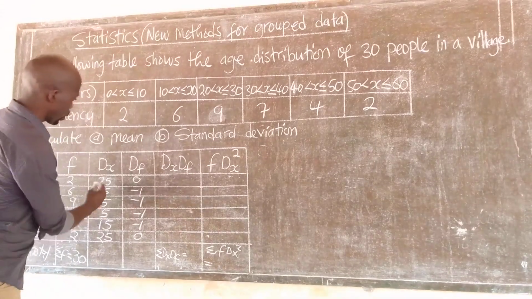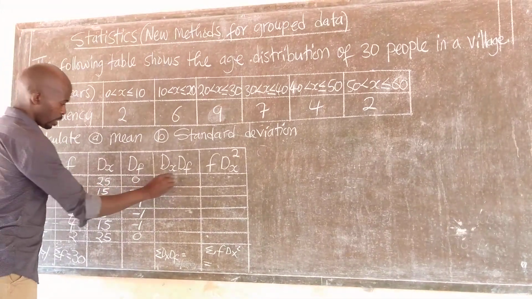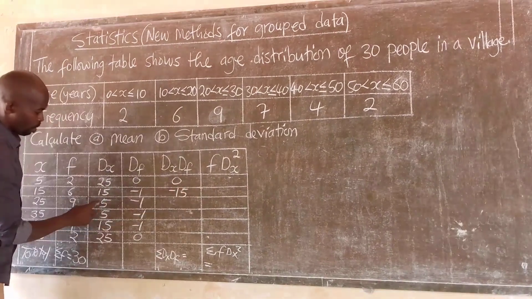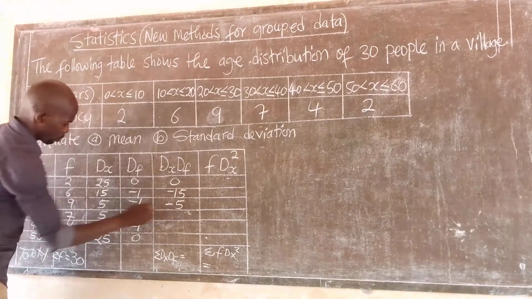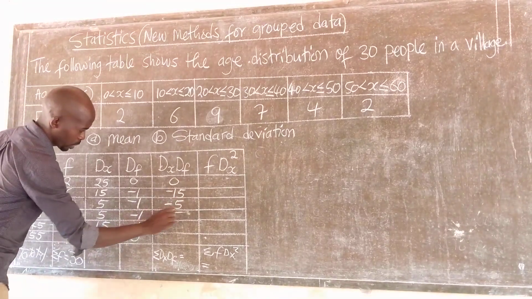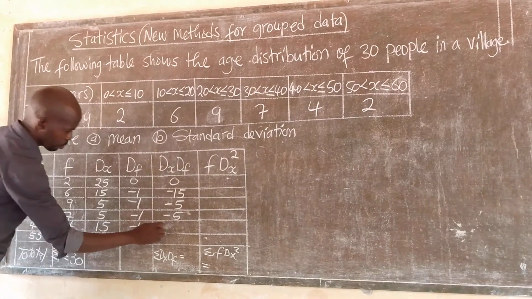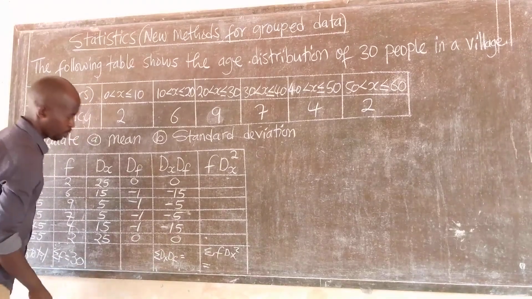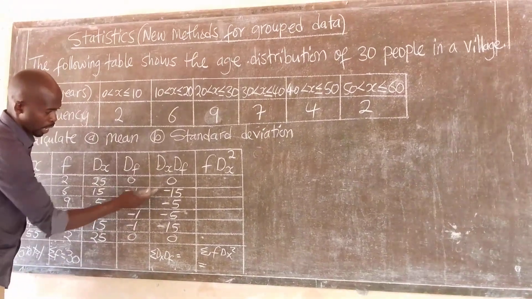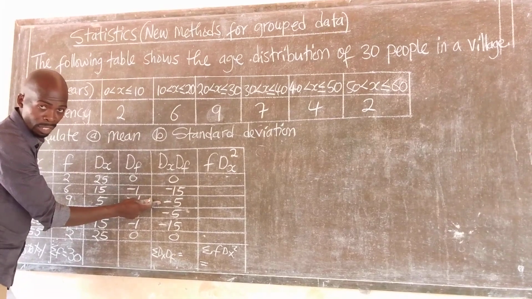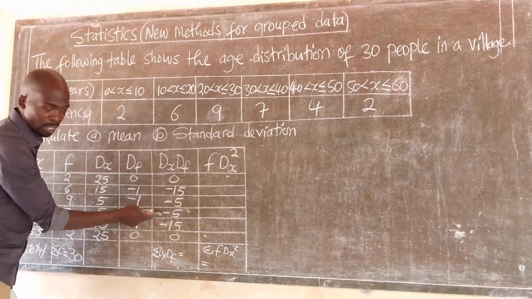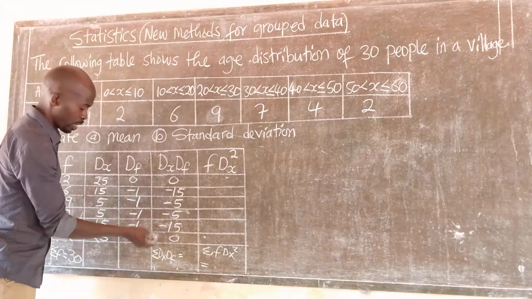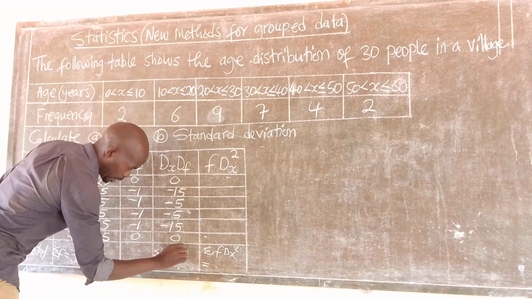dx df is the product of what we have here. 25 times that, 0. Here we have negative 15, 5 times negative 1, negative 5, 5 times negative 1, negative 5, 15 times negative 1, negative 15, 25 times 0, 0. The summation of this: negative 15 plus this, gives me negative 20, plus negative 15, plus negative 5, that gives me negative 25, plus negative 15, that is negative 40.